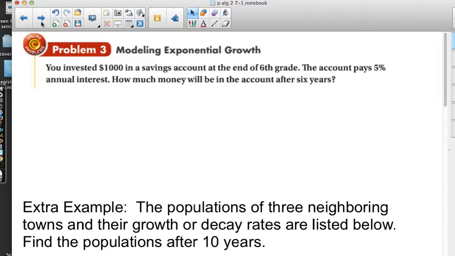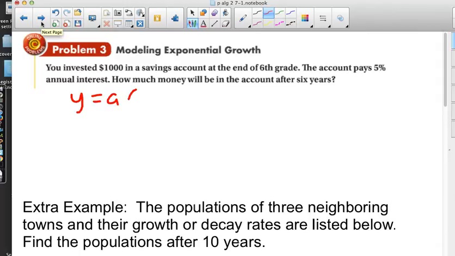So, modeling this growth, making sure we understand how you find all of this stuff. It says you invest $1,000 in a savings account at the end of 6th grade. The account pays 5% annual interest. How much money will be in the account after 6 years? Growth or decay? So our little growth model for our word problems was just that. Not a lot to it, which is good. And what we have to put in is A and R and maybe T. But for the model, we at least need A and R.